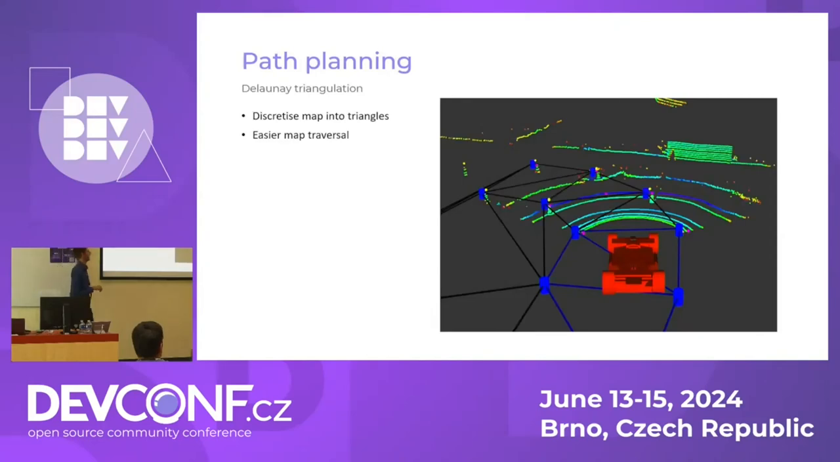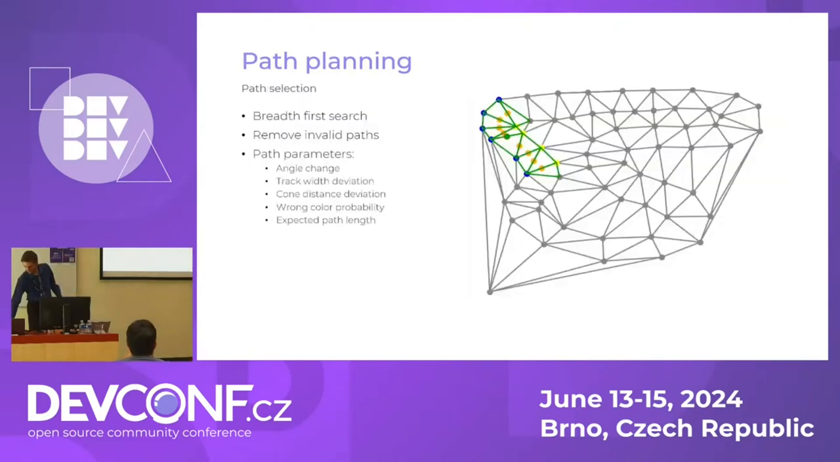What we do, the first step is to discretize the map into triangles, as you can see here. Why do we do it? It gives us the ability to easily traverse the map, because when you are inside one triangle you always know what the neighboring triangle is, and you can easily go through the whole map. After that, let's say we have some car position at the green dot. We will test all the possible paths to some distance limit, and we will calculate some parameters of those paths.